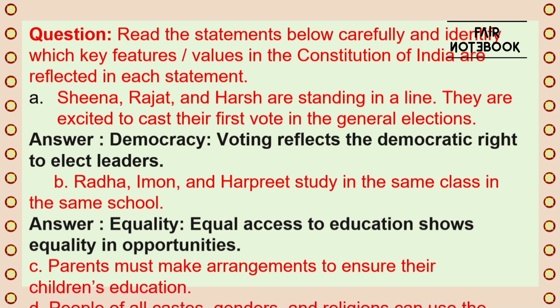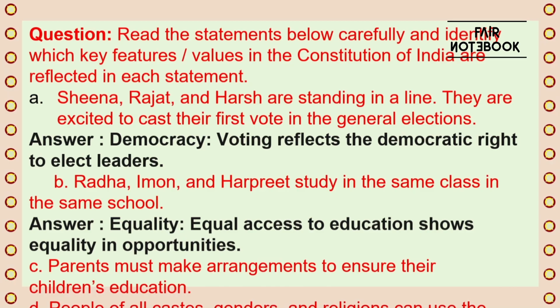Question: Read the statement below carefully and identify which key features and values in the Constitution of India are reflected in each statement. First, Sheena, Rajat, and Harsh are standing in a line. They are excited to cast their first vote in the general elections. Answer: Democracy. Voting reflects the democratic right to elect leaders.